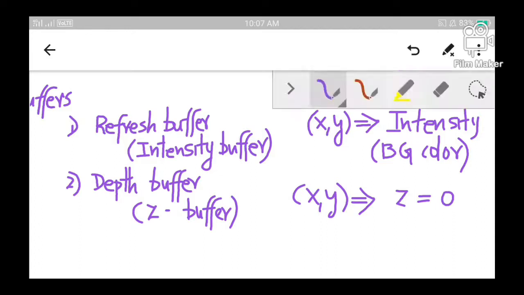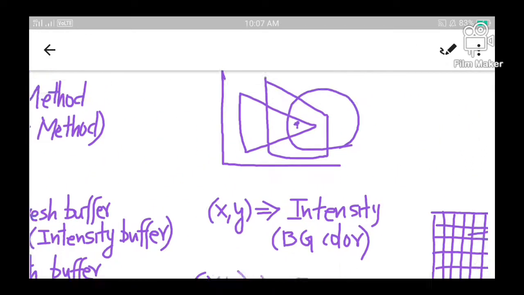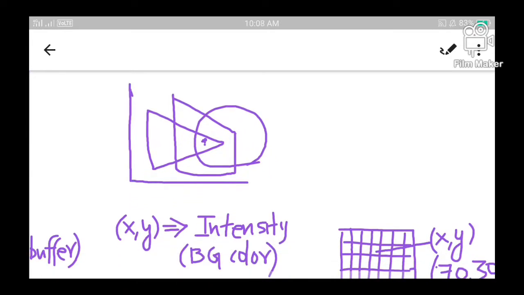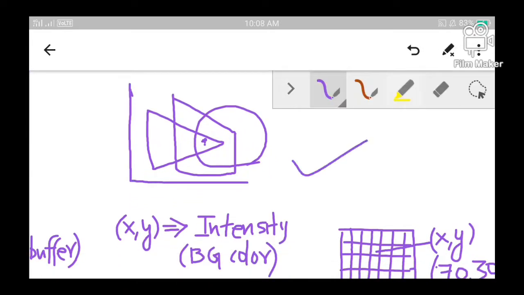Now what? Let us consider a situation. See, hope you can see this picture. This is an XY coordinate system, and this represents our screen.